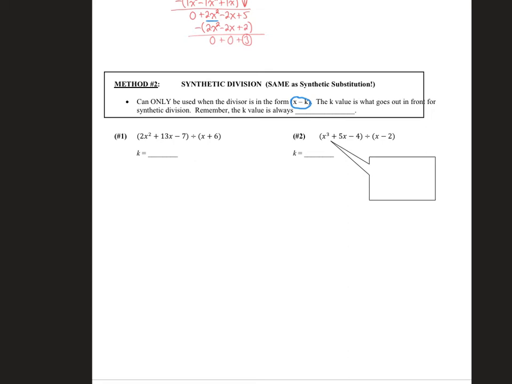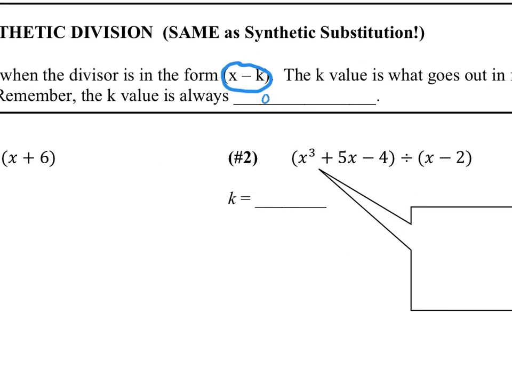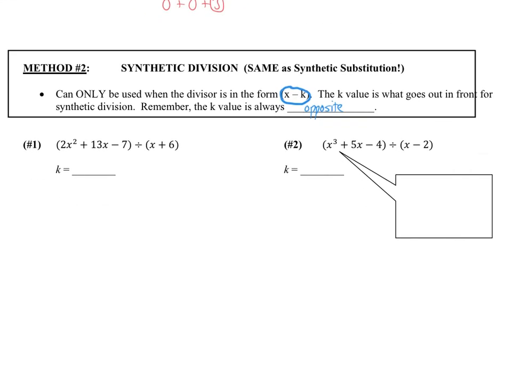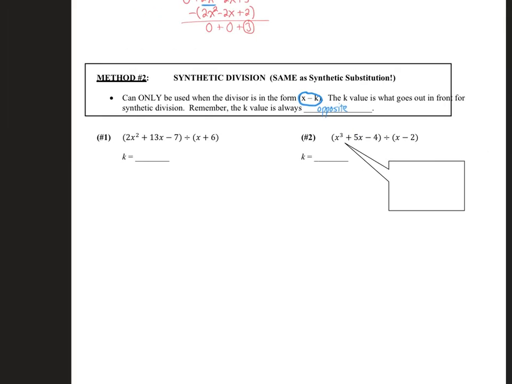Remember, the k value always needs to be opposite for this to work. But it is a pretty cool process once we get it. It's going to be a lot easier than long division, but long division you may have to use if you don't have the right divisor, basically. All right, let's get right into it here.